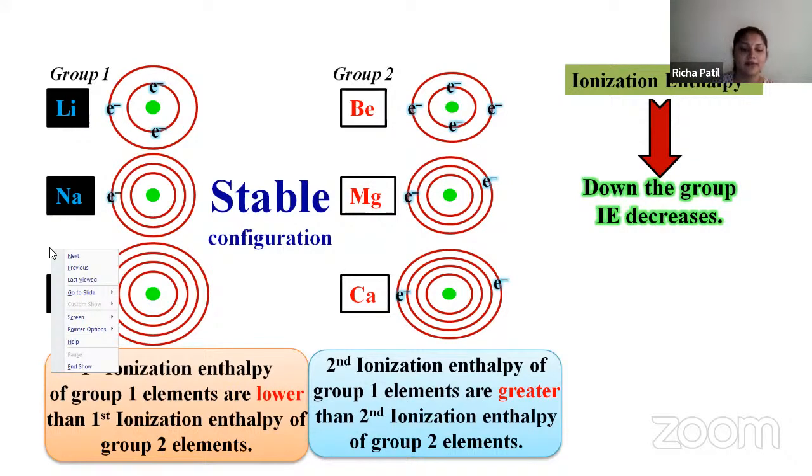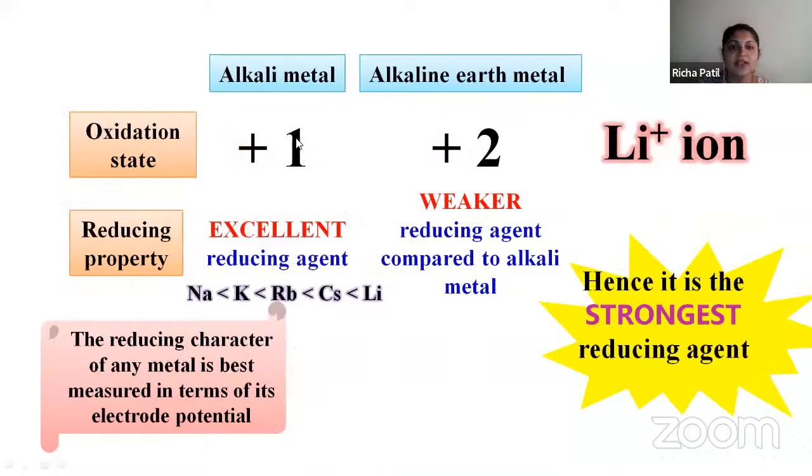When you compare the hydration enthalpy of group 2, it is also the same. As you go down the group, what will happen to the size of the elements? Beryllium, magnesium, calcium: as you go down, the atomic radii keep on increasing. As a result, the hydration enthalpy will decrease. So the hydration enthalpy for beryllium will be more as compared to magnesium, calcium, and so on. This is with respect to hydration enthalpy. Next we'll see the oxidation state.